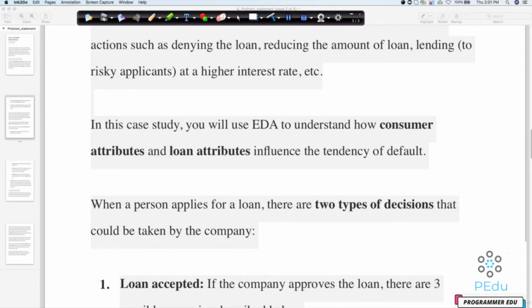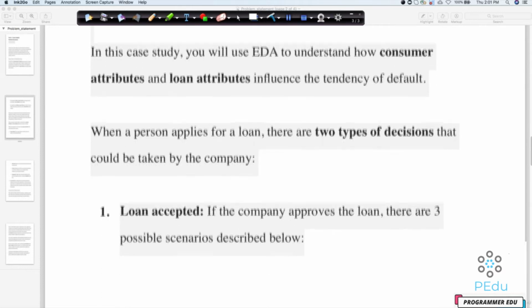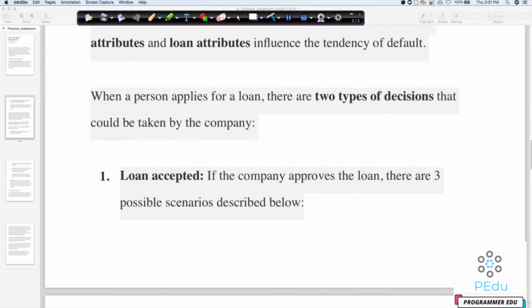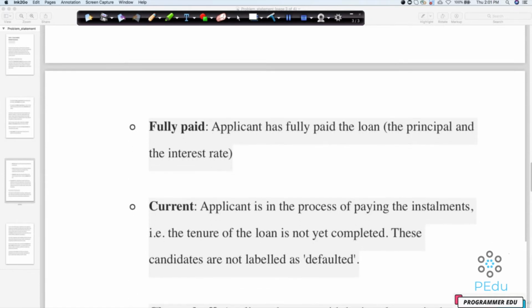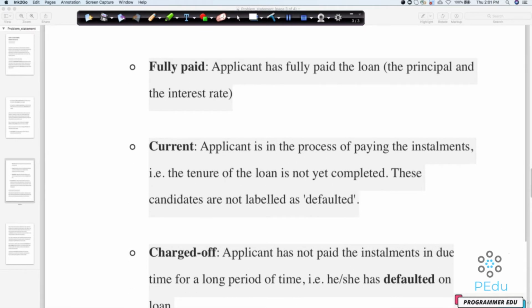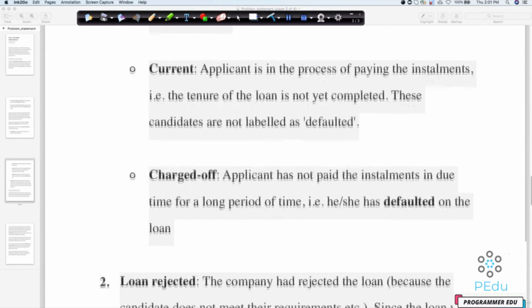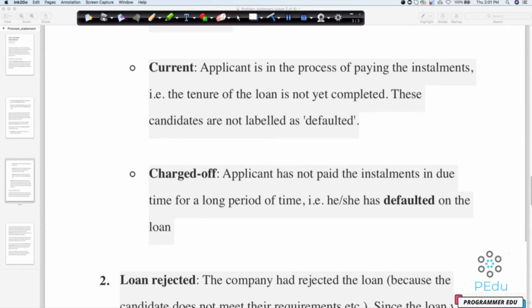Now, in this case study, you will use your EDA to understand how customer attributes and loan attributes influence the tendency to default on a loan. When a person applies for a loan, there are two types of decisions that could be taken by the company. One is loan accepted. If a company approves the loan, here also there can be three possible scenarios. One is the applicant has completely paid the amount. Second is he is currently paying it; he has not yet fully paid it, but he is paying the installments. And third is charged off. This guy has defaulted, meaning he is not paying anymore, and this is the risky customer.